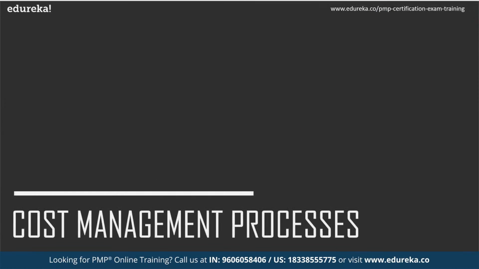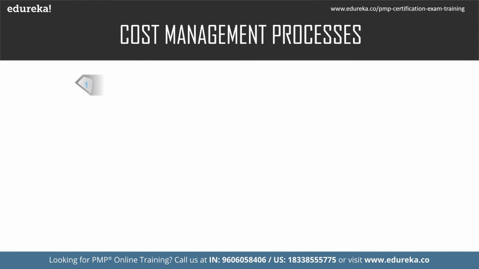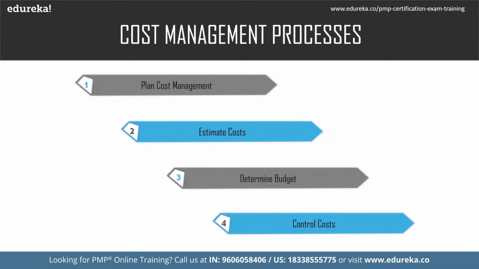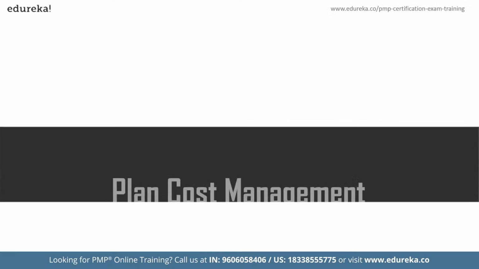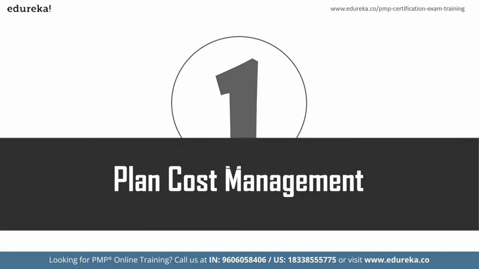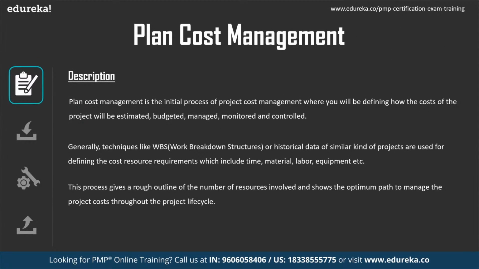Further, let us look at understanding the cost management processes. Cost management includes four processes: plan cost management, estimate costs, determine budget, and control costs. Plan cost management, estimate costs, and determine budget are part of the planning process group, whereas control costs falls under the monitoring and controlling process group. Now let us look at plan cost management. Plan cost management is the process of defining how the project's cost will be estimated, budgeted, managed, monitored, and controlled.